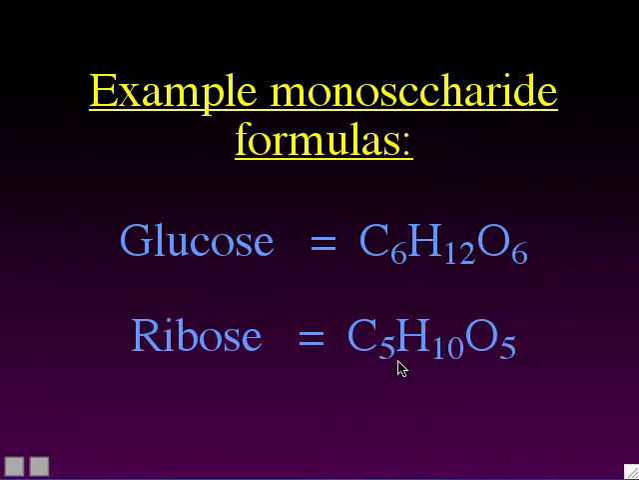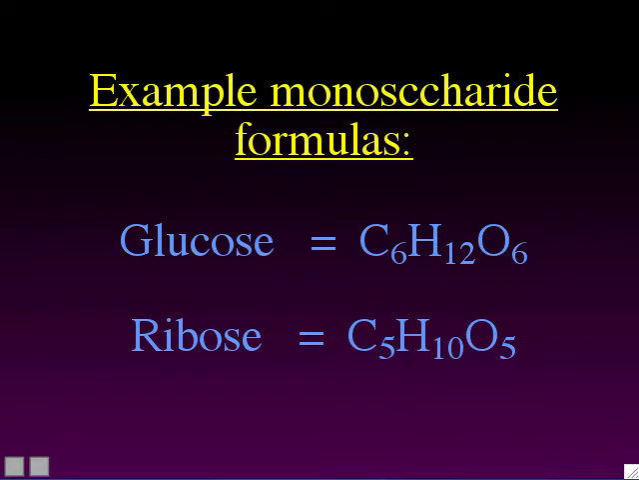And there's a different monosaccharide, as a different example, called ribose. And yeah, it has a different number of carbons than glucose does, and a different number of hydrogens than glucose does, and a different number of oxygens than glucose does. But notice it still fits the pattern. For ribose, the number of carbons is equal to the number of oxygens, and the number of hydrogens is twice that. So if it fits that pattern, it's a monosaccharide, and if it's a monosaccharide, it fits that pattern.